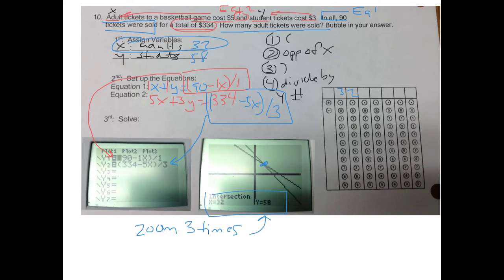So when we fill these in, I like to put it all the way to the left. You can put it all the way to the left or all the way to the right. It really doesn't make any difference. Because it's positive, we don't have to bubble in the positive, but you could. Then you would bubble in your 3, and you would bubble in your 2, and that would be the correct answer.